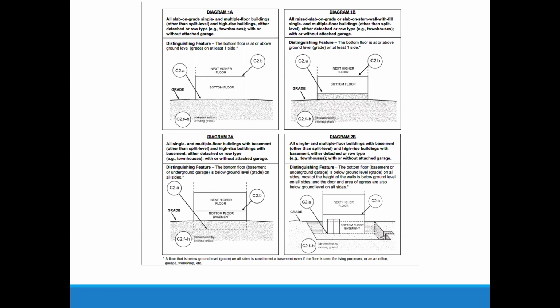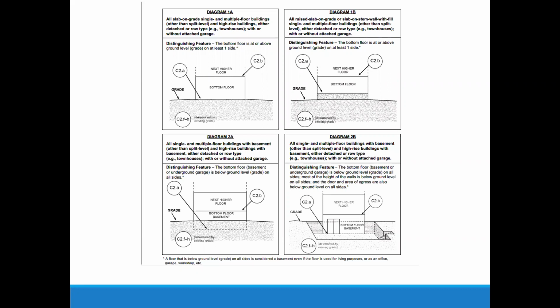And then diagrams 2A and 2B are our true basements. They are below ground on all 4 sides. Again, this is not compliant in the floodplain unless you are part of the basement exemption program, and then there are specific standards for those basements as well. So 2A is the true basement. It's just a basement below ground. Then you have your next higher floor, and again, C2A, top of the bottom floor, is the top of the basement floor.